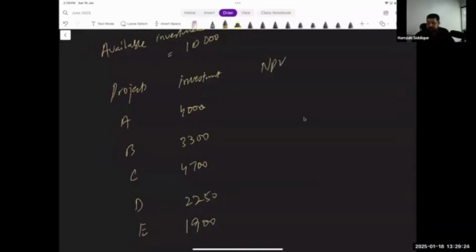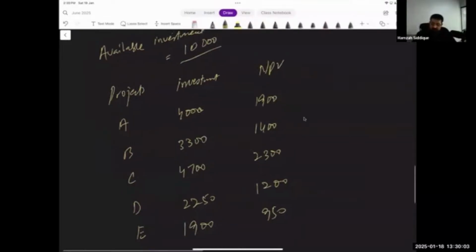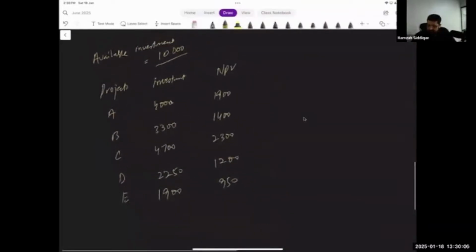NPV, for example, is 1,900, 1,400, 2,300, 1,200, and 950. So now we have our 10,000. There are so many projects that we cannot invest in all of them. We have to choose the best investment plan. And for example, the projects are assumed to be divisible.